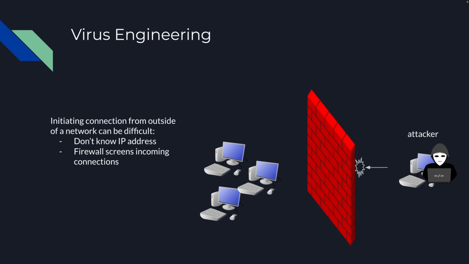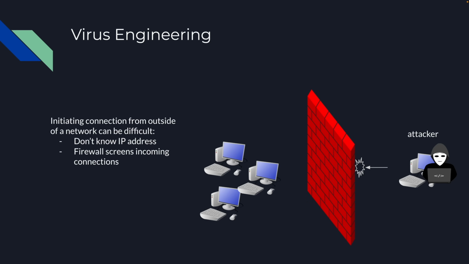Hello. In this video, we'll talk about an example virus that gives an attacker complete control over an infected machine. In order to establish network connections, you first need to know the IP address of the host and then initiate the connection. Imagine you have a corporate network that is protected by a firewall on the left. It's extremely hard for an outside attacker to initiate connections to these machines because they could be using non-public IPs.